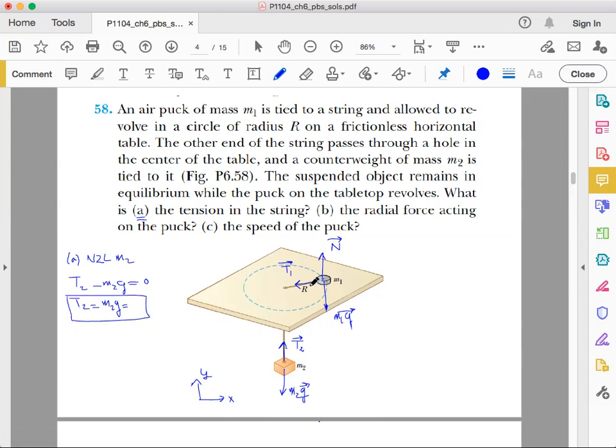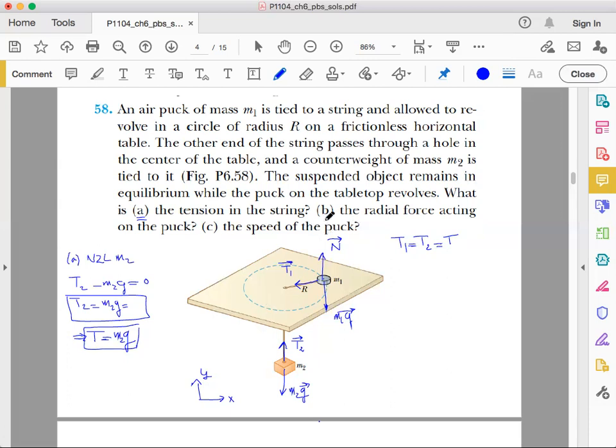Now, since we have the same string that connects both of these objects, we know that the magnitude of the tension T1 is equal to the magnitude of T2, which is equal to T. And so from here, we can deduce that the tension in the string T has the value equal to m2 times g. And this is the answer.